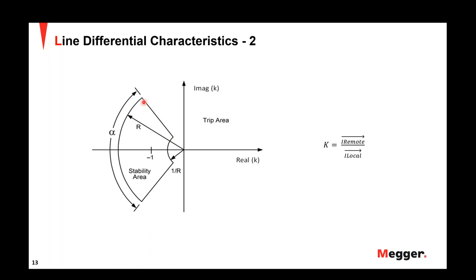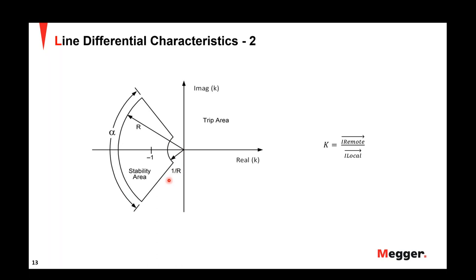The restraint area or the stability area is defined by parameters such as R, the radius of the greater arc. And you also have another radius, which is the radius of the inner arc of the alpha plane, which is defined by 1 over R.